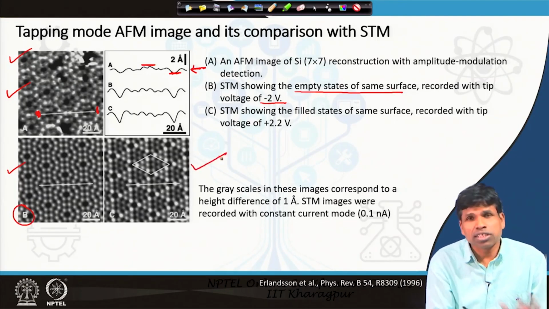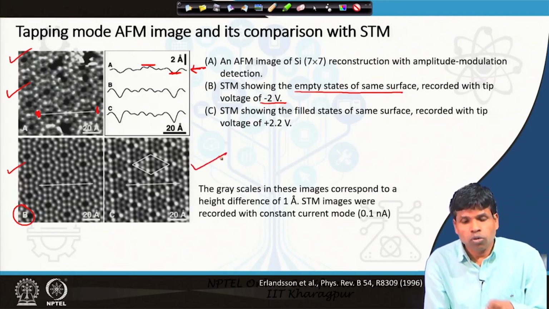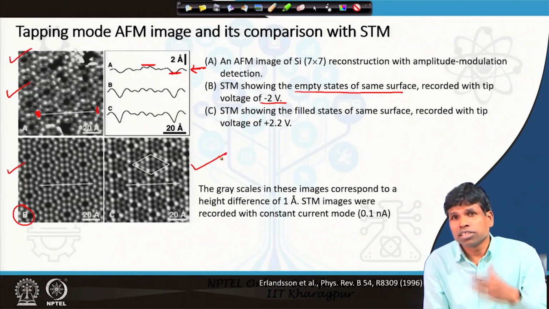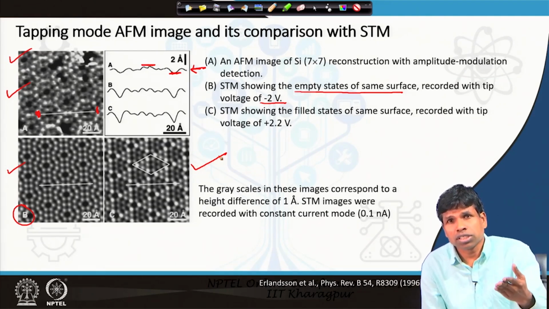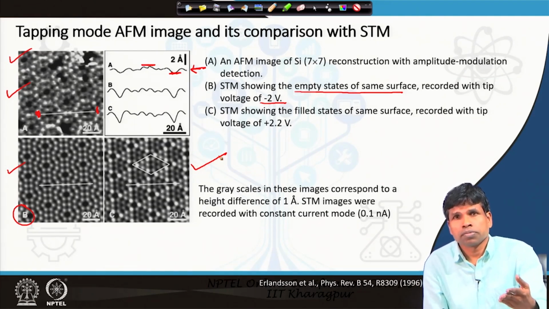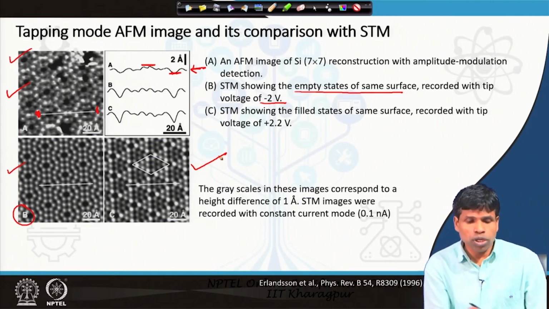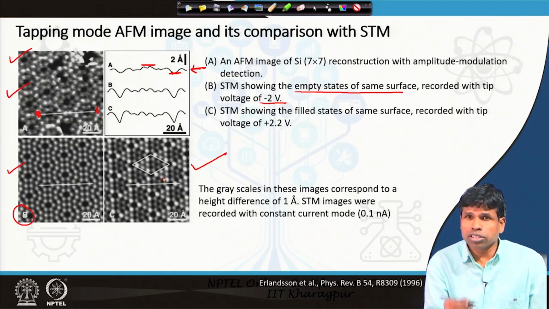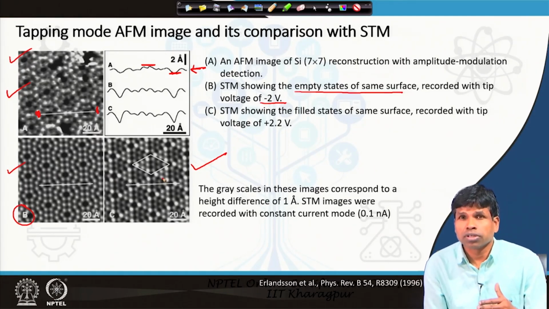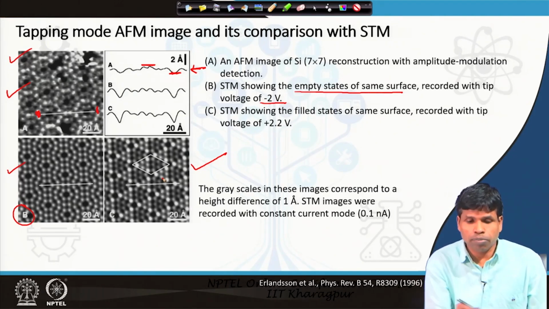Similarly, the right one is the same surface, but here the tip is applied with a positive bias. As the tip is applied with a positive bias, electrons will go from the filled states of the sample to the empty states of the tip. As it happens in the opposite way, we see the atoms on the silicon surface which are filled states. So, the electronic structure or density of states measurement is performed with STM. That is what we have already discussed.